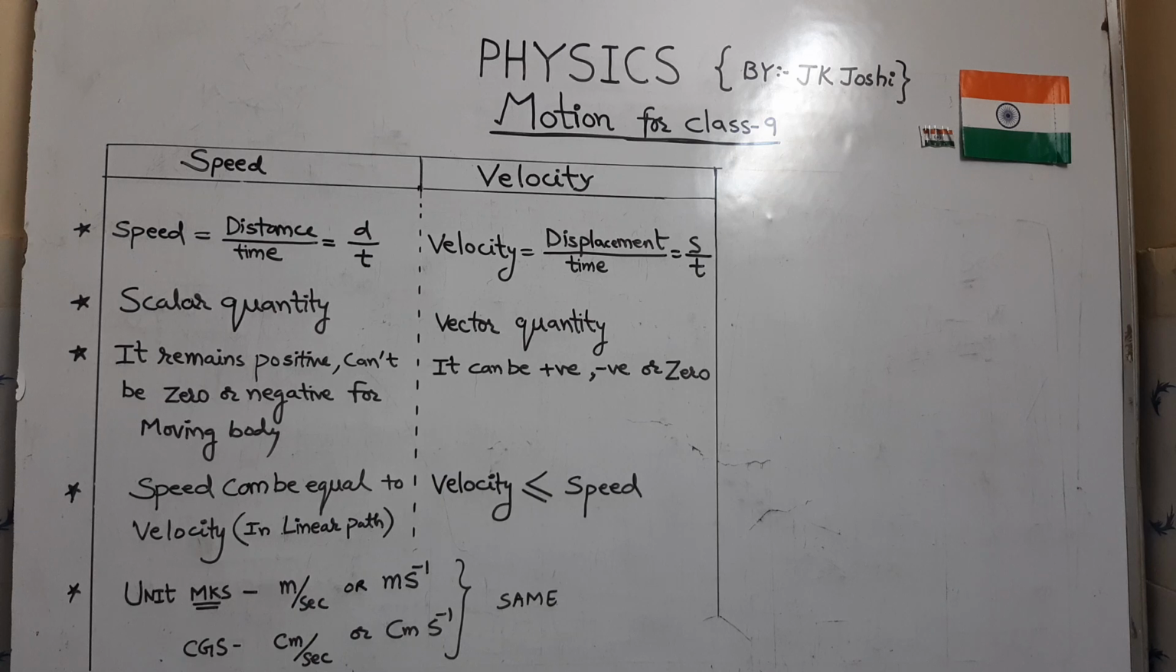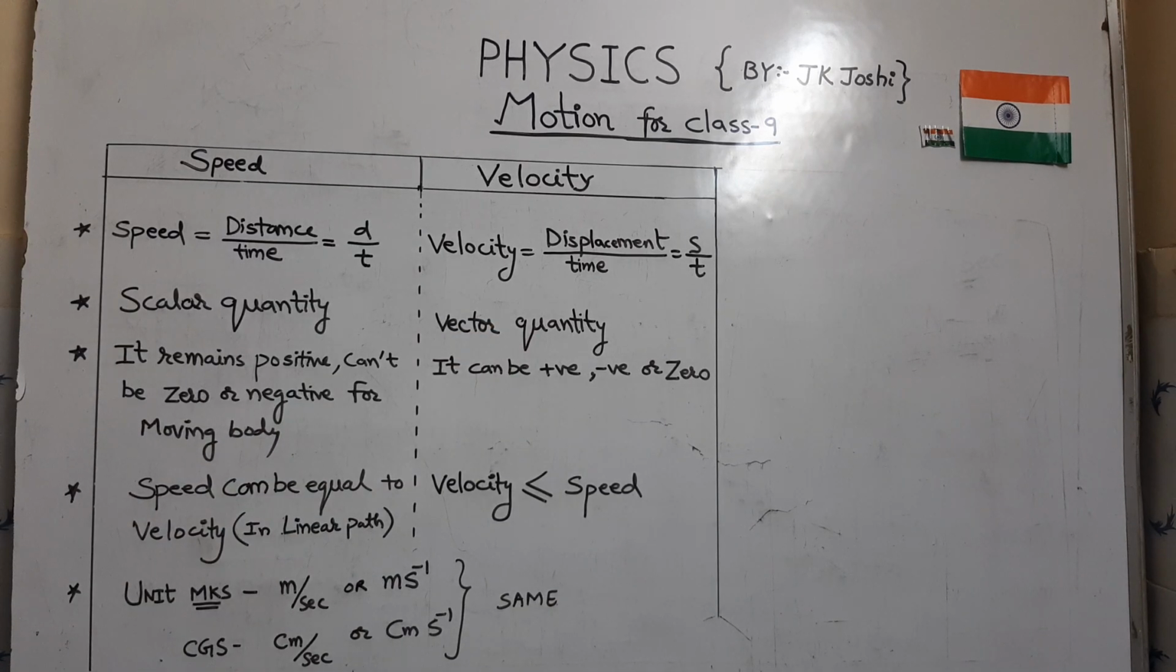Students, there is no need of direction for the explanation of speed, hence it is a scalar quantity. Scalar means those quantities for which direction is not required in their explanation and representation. But in case of velocity, there is a need of direction for the explanation, hence it is a vector quantity.